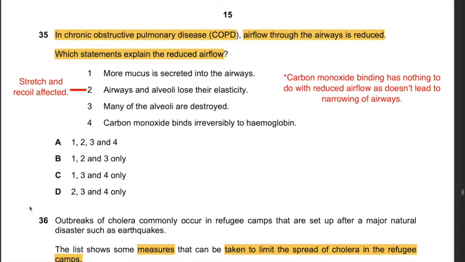Question 35. In chronic obstructive pulmonary disease, airflow through the airways is reduced. Which statements explain the reduced airflow? 1. More mucus is secreted into the airways. Yes, that could explain the reduced airflow as it leads to constriction or narrowing of the airways. 2. Airways and alveoli lose their elasticity. Yes, it affects the stretch and recoil function of the alveoli, hence reduced airflow. 3. Many of the alveoli are destroyed. Yes, that could also result in reduced airflow due to reduced exchange of gases. 4. Carbon monoxide binds irreversibly to hemoglobin. Now, carbon monoxide binding has nothing to do with reduced airflow as it doesn't lead to any narrowing of airways. Hence, answers which have 4 in them are obviously incorrect, and that leaves us with the answer being B, 1, 2 and 3 only.